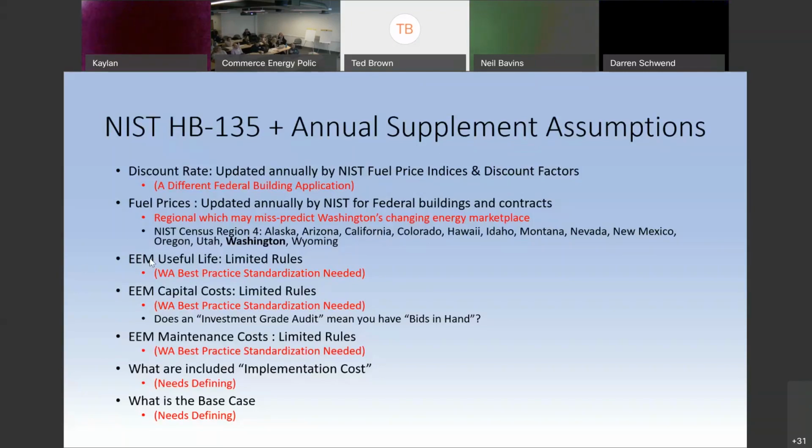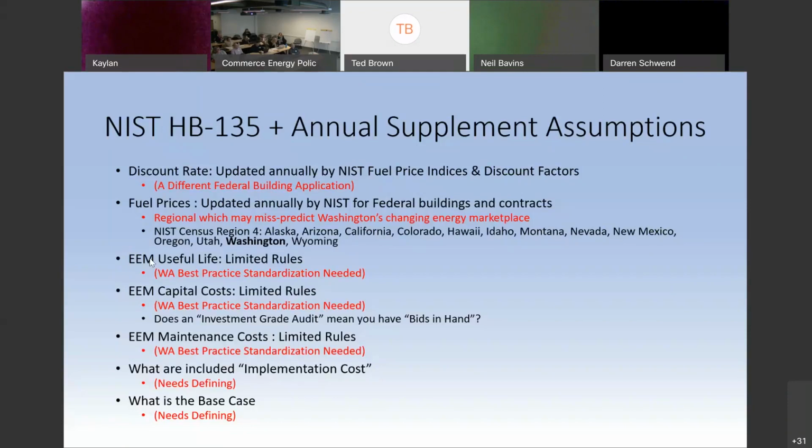Yeah, Greg? Greg, back to the useful life. What do you mean by limited rules? My question is, if the building owner believes that the useful life is X and this limited rule suggests it's something else, that seems to be a conflict with the language in the legislation, which is basically no requirement to replace before useful life is over.